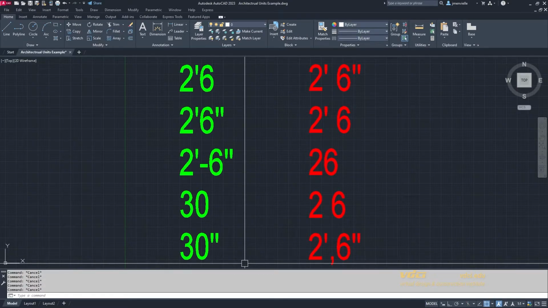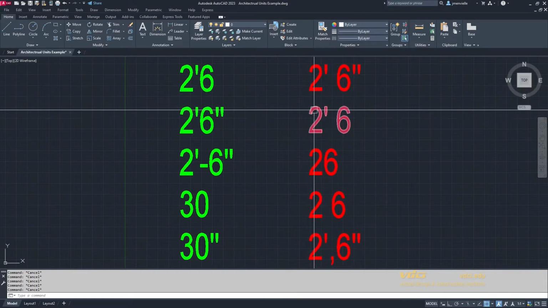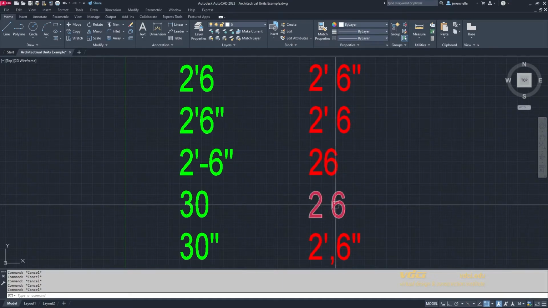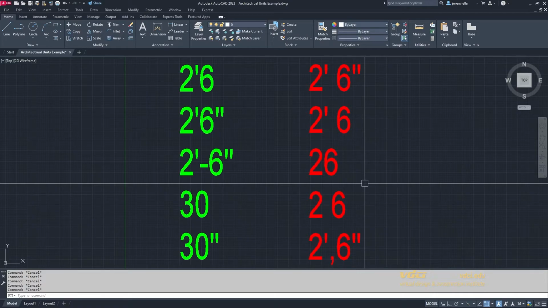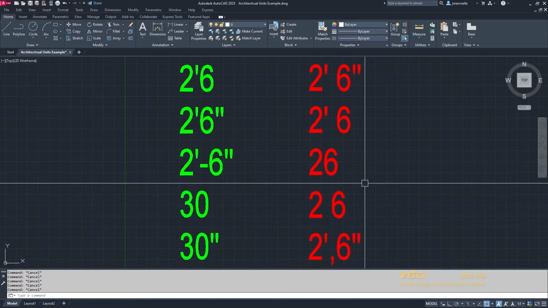Now, let's take a look at some other ways to input 2 feet 6 and see why it won't work. 2 feet space 6 apostrophe, and 2 feet space 6, and 2 space 6. All of these are not going to work because of one thing, the space. When you hit the space bar in AutoCAD, it can sometimes mean enter. So if we were to type 2 feet space 6 inches, all we would really type is 2 feet space, which AutoCAD would count as an enter, and our distance would only be 2 feet.